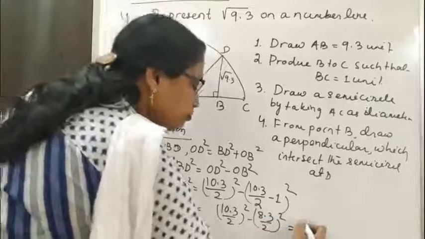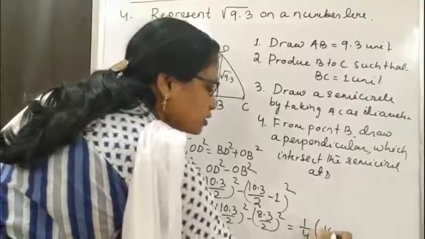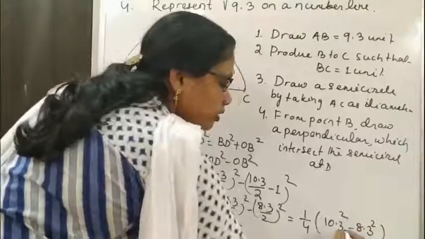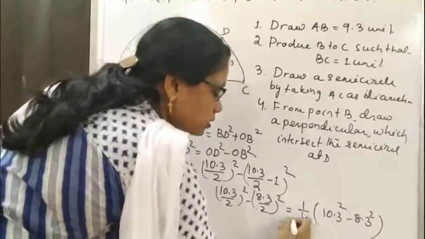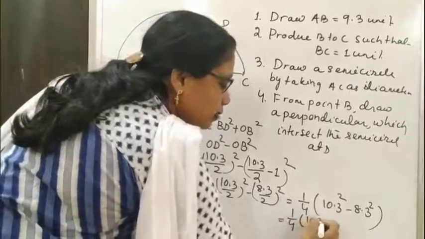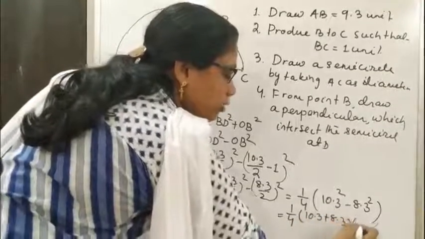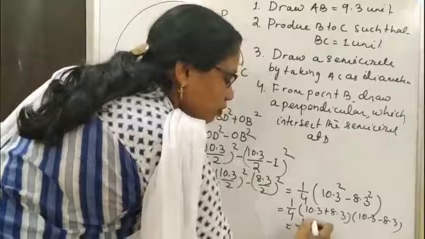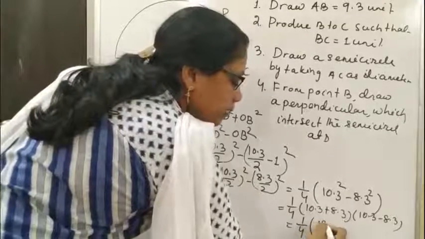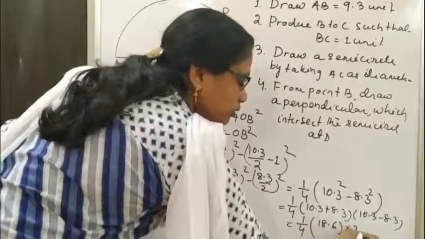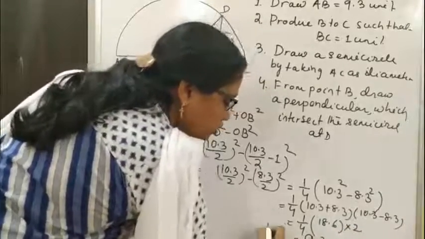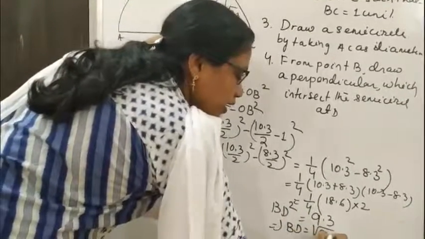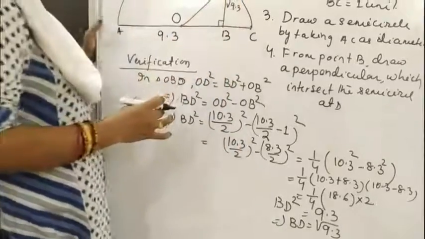So 1 by 4 is common. This is 10.3 square minus 8.3 square. We can apply the identity a square minus b square. So this is equal to 1 by 4 into (10.3 plus 8.3) into (10.3 minus 8.3). This is 1 by 4 multiplied with 18.6 multiplied with 2, which is equal to 9.3. So this is BD square, which implies BD is equal to square root of 9.3.